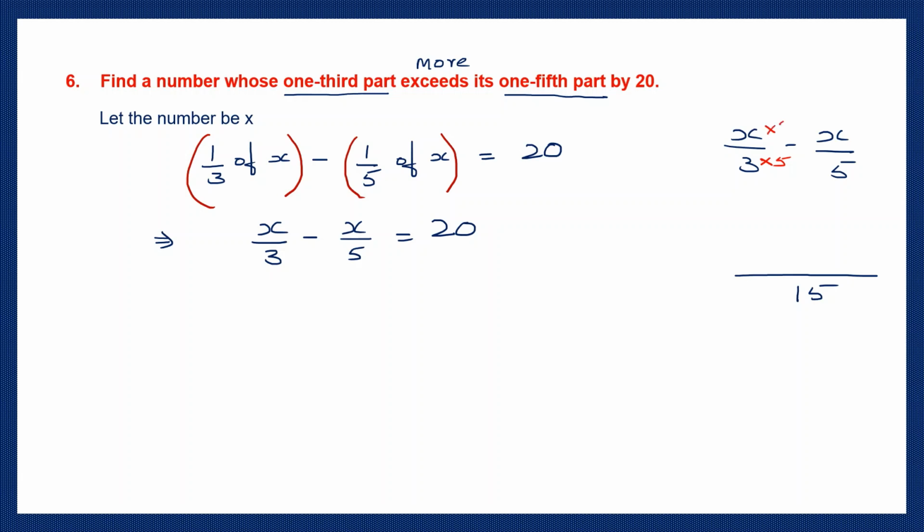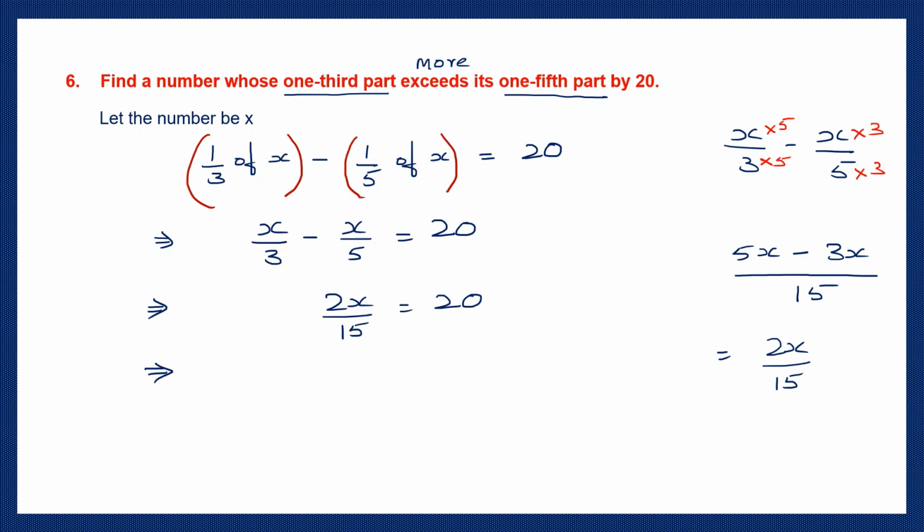Let's multiply x also by 5. X into 5 is 5x minus 5 into 3 is 15. So x into 3 is 3x. So here 5x minus 3x is 2x by 15. So we're going to use that here. So let's write 2x by 15 is equal to 20.